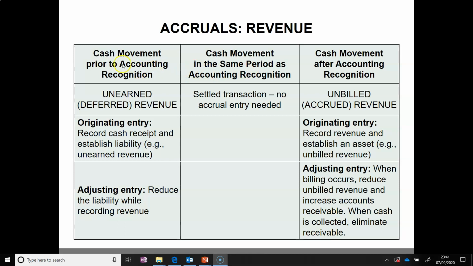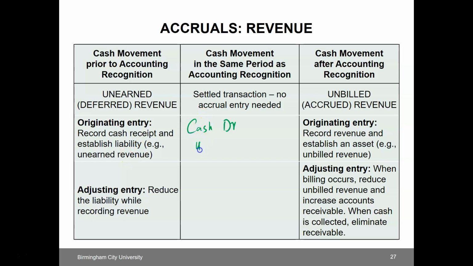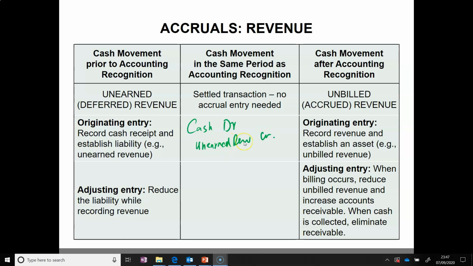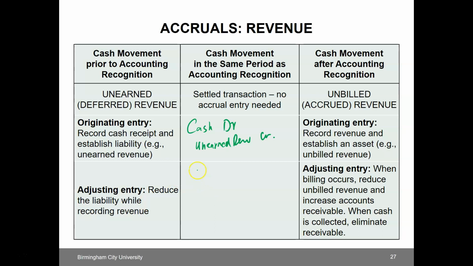In the first scenario, cash movement is occurring before the accounting recognition. For example, unearned or deferred revenue. Cash is received in advance before revenue is earned. In this case, cash will be debit and unearned revenue will be credit. So, unearned revenue here is a liability. Later on, when the revenue is earned, the liability will be reduced and revenue will be recognized. The entry will be unearned revenue debit and revenue credit.